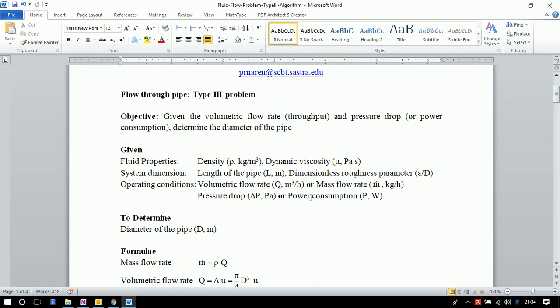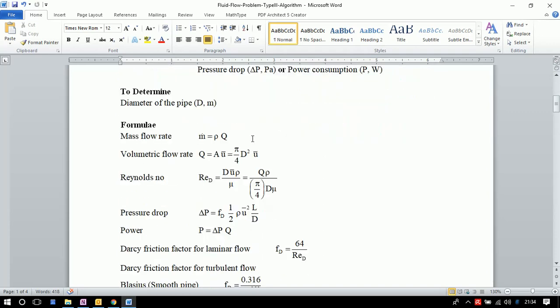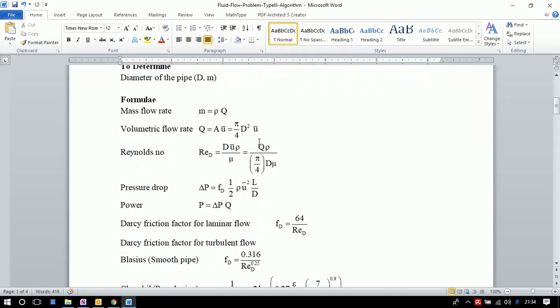The fluid properties are given: the density is given, dynamic viscosity is given, the length of the pipe is given, and the dimensionless roughness parameter is given. We have been given also the operating conditions, which could be either the volumetric flow rate or the mass flow rate, and the pressure drop or the power consumption. And we have to find the diameter of the pipe that fits this data.